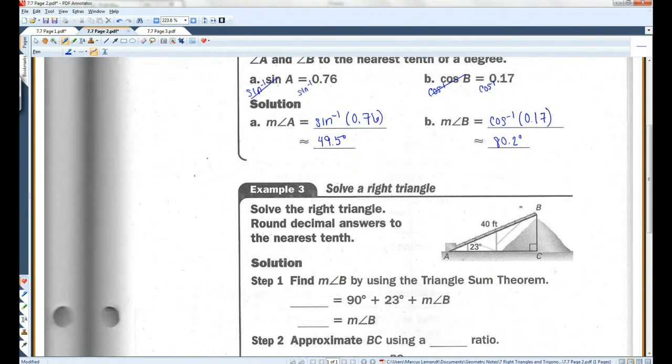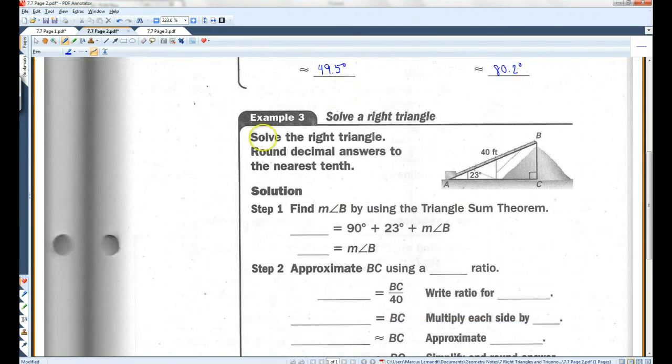Alright? Okay, solve a right triangle. Solve the right triangle. Round any decimal answers to the nearest tenth. Okay, find the measure of angle B. That's this one. Using the triangle sum theorem, we know that this is 90 degrees. This is 23 degrees. So this has to be whatever would make it add up to 180. Now if you were to add these together and subtract, I'm pretty confident you guys can do that. You would end up with 67 degrees.